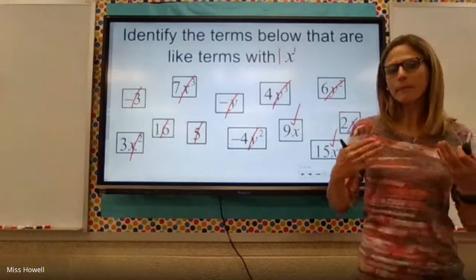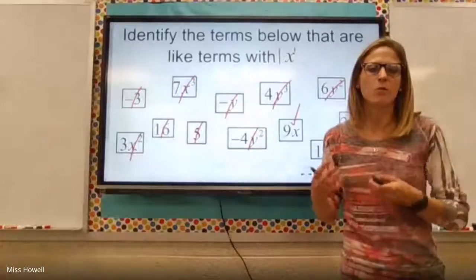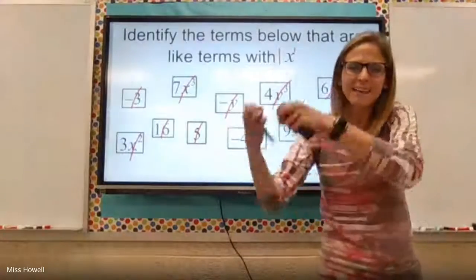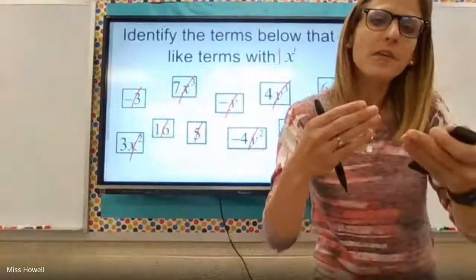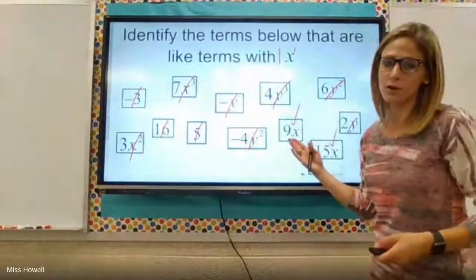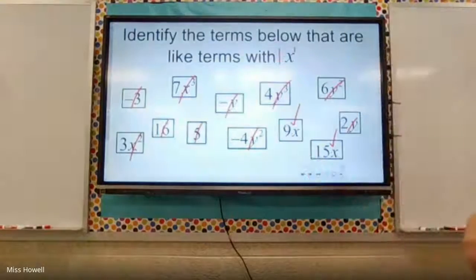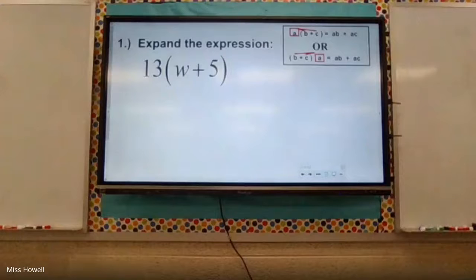All right, we have to remember this when we go to distribute. Once we share that outside item to the stuff on the inside, we can only go further with the simplifying process if the things left over are like terms. So be careful. So example number 1, we want to expand that expression using our distributive property.